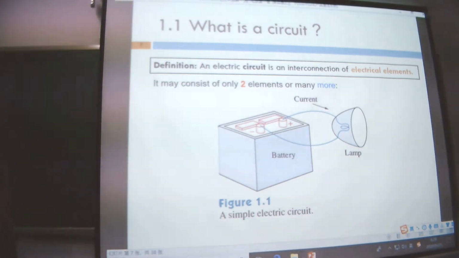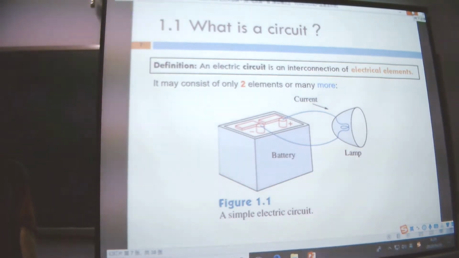Sorry. Wait. Okay, so what is the circuit?